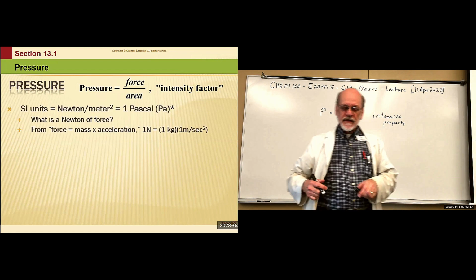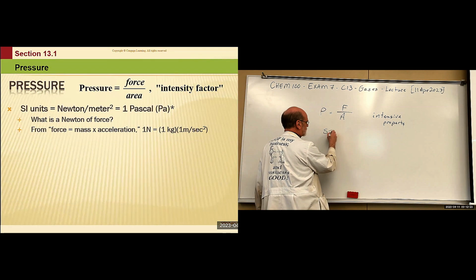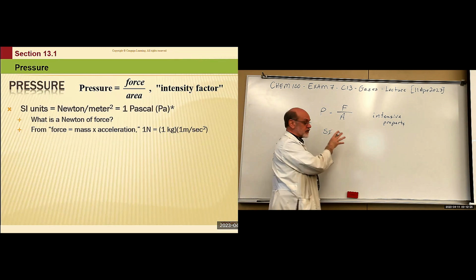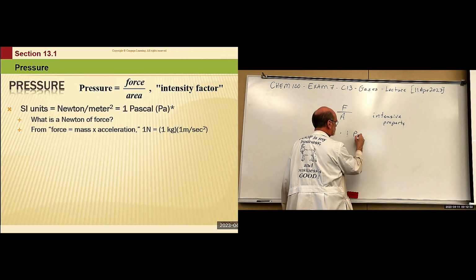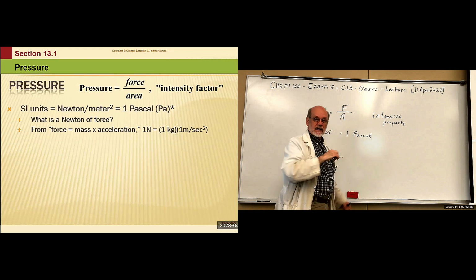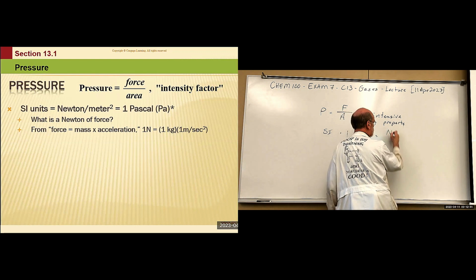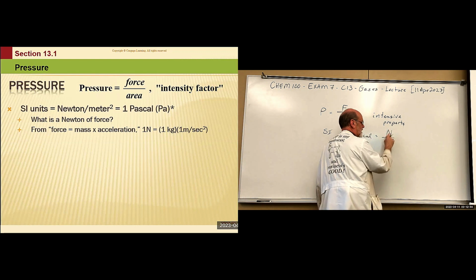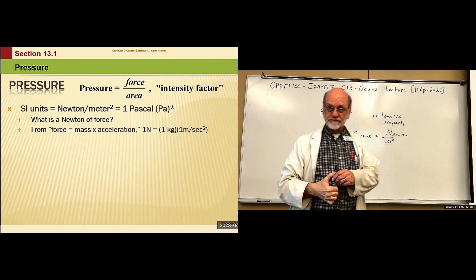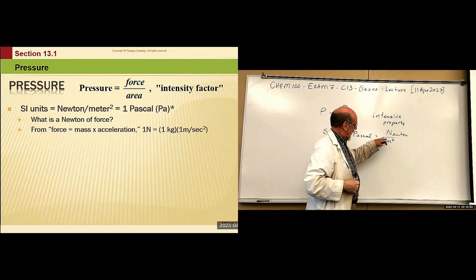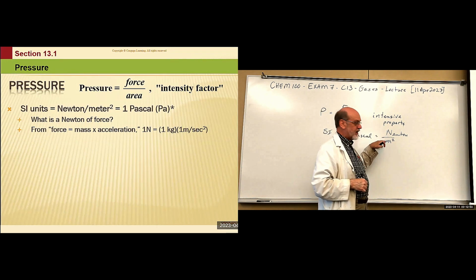Okay? The SI units of pressure, the international system units of pressure, are the Pascal, 1 Pascal. And that Pascal is numerically equal to newtons per square meter. Now that Newton, of course, is named after Isaac Newton, and it represents a unit of force. So force per unit area.